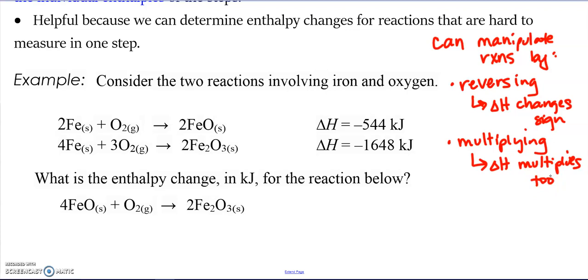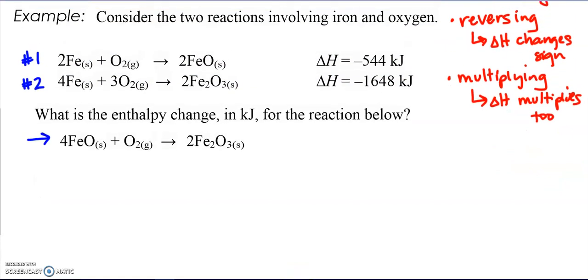All right, so let's do this one right here. We'll do two examples. It says consider the two reactions involving iron and oxygen. I'm going to label this reaction number 1, reaction number 2. And these we know the enthalpy changes for. Here's the one we're trying to find though, and we want to find it in kilojoules just like we're given in the previous one. So what we have to do is figure out how we can manipulate 1 and 2 so that when we add them together, they will equal this final one that we want.